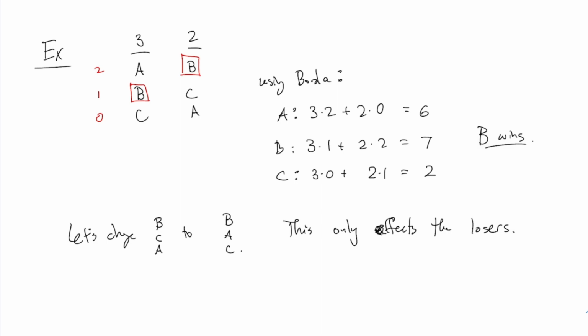This only affects the losers, right? All I did was exchange the positions of the C and the A, who are not winning anyway. So this is a very strange situation. You would not expect this to change the results.